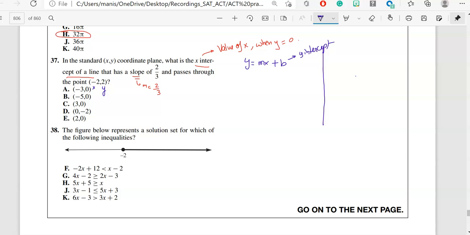So I'm substituting the value of x. X is my negative 2, y is my positive 2, and m is my 2 over 3. Why am I doing this? I'm doing this because I have to find the value of b, the y-intercept, first. So this is my 2 is equal to negative 4 over 3 plus b, and after this I will add 4 over 3 to both sides. So b will be equal to what? This is 10 over 3, that's the value of b we will get.